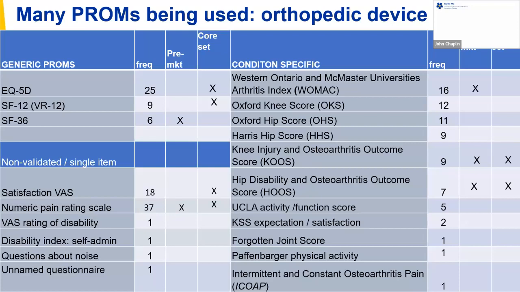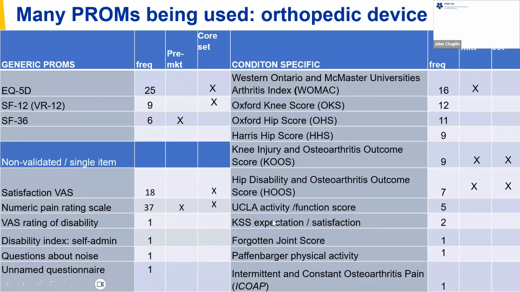The other thing to notice on this slide is this area here on the non-validated or single items. Many single items or non-validated questionnaires come into play within the literature. Mostly this is related to pain measures. 37 questionnaires were used in the studies that we examined, but also in terms of the visual analog scales for satisfaction with outcomes.